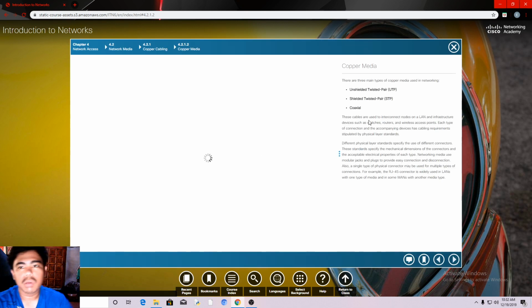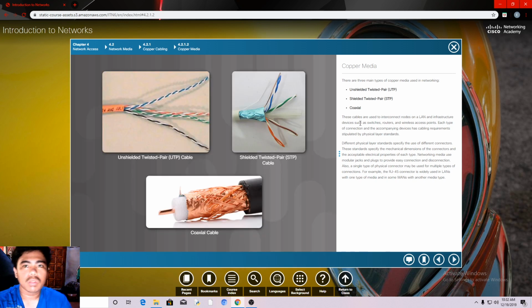Okay, as I've said, we have the types of network media, and for this we have the copper media. The types of copper media are the unshielded twisted pair or UTP, the shielded twisted pair or STP, and the coaxial cable. The unshielded twisted pair is commonly used because it is cheaper than the shielded twisted pair.